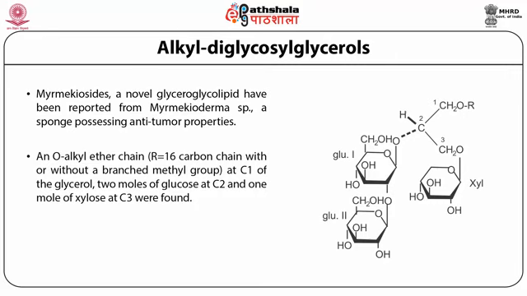An alkyl ether chain of a 16 carbon moiety, with or without a branched methyl group, is present at carbon number 1 of the glycerol, whereas 2 moles of glucose at carbon number 2 and 1 mole of xylose at carbon number 3 are present, as has been very clearly seen in the shown structure.